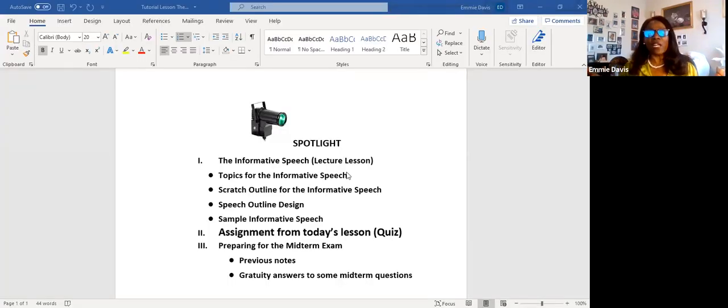So here's what we're going to be covering under the informative speech. We'll be going through a little lecture where I'll give you basic information about the informative speech. We'll be talking about the topics, how to select your topics, where the topics are, and why and how they are available. We'll look at the scratch outline and how to prepare the scratch outline for your speech. We're also going to be looking at something called the speech outline design, which is a more detailed outline that you may use as a guide. And we will look at a sample informative speech.